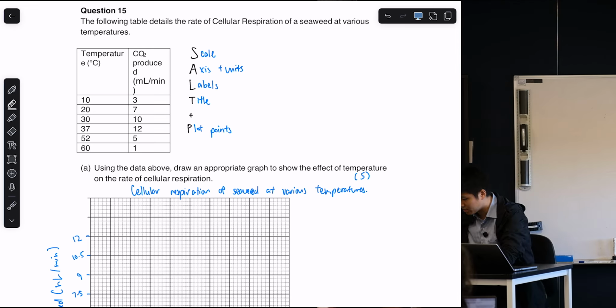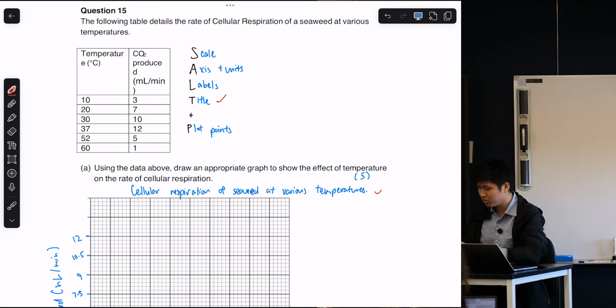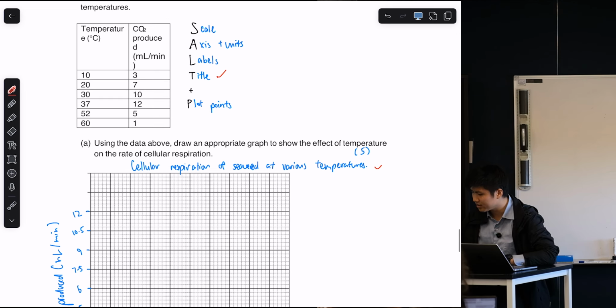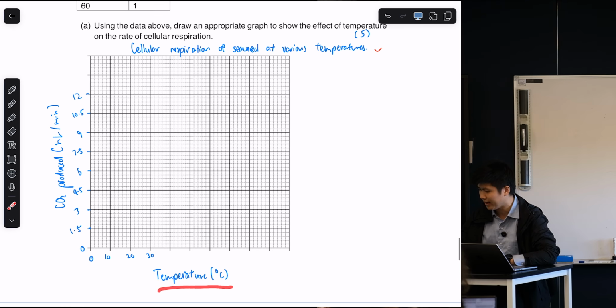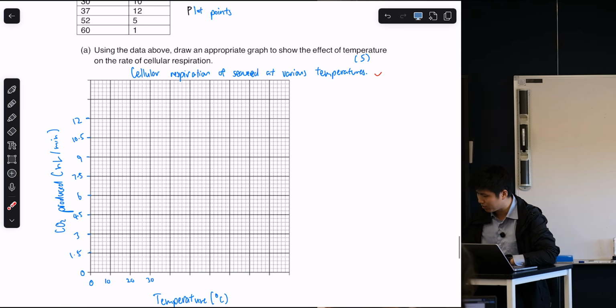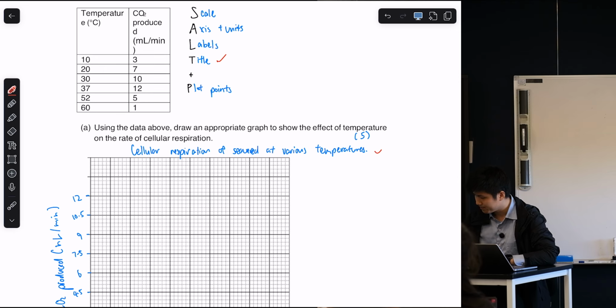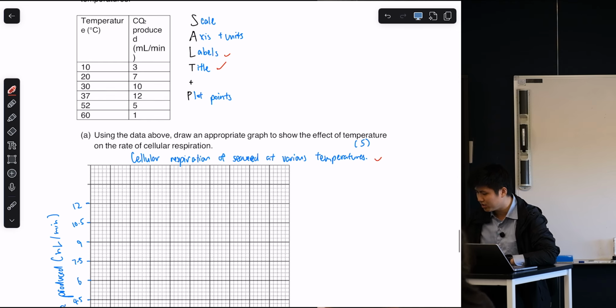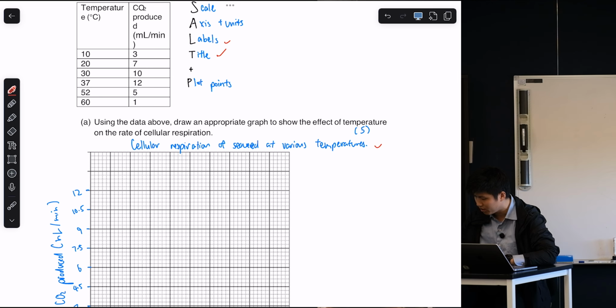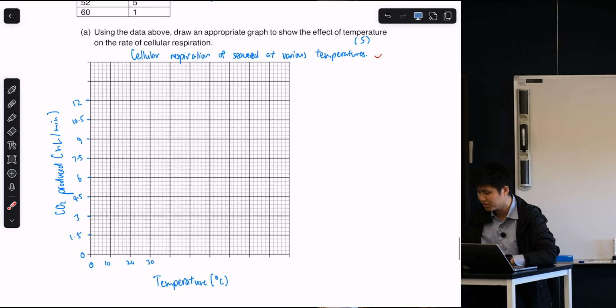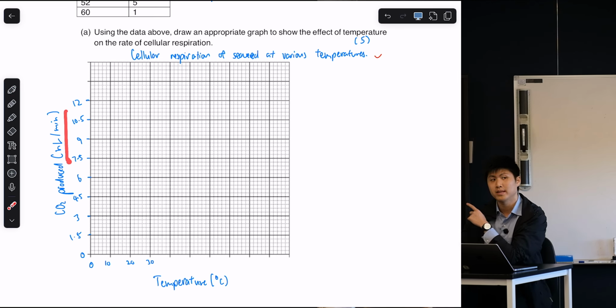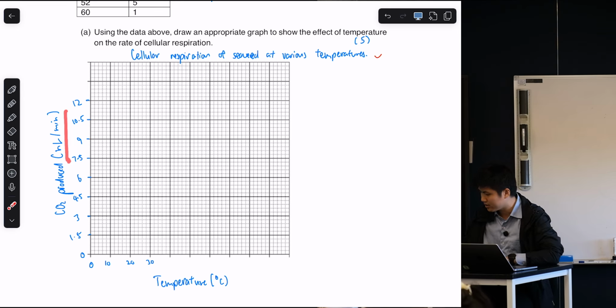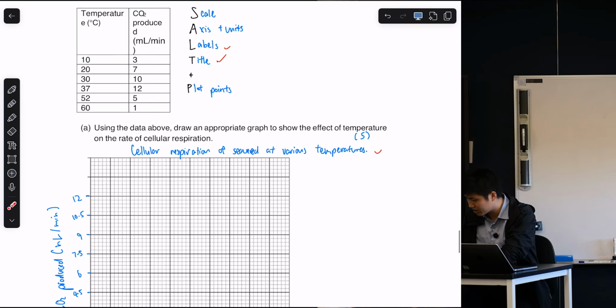So firstly, I can see that I have a title, right? So this is done. Plot points I'll do last. Now labels refers to the labels here on my axes, which I have done. So I will tick that off as well. Axes plus units. The units is just making sure you include your units from the table. So in this case, it was milliliters per minute for the y-axis and degrees Celsius for the x, right? So I've done the units component.